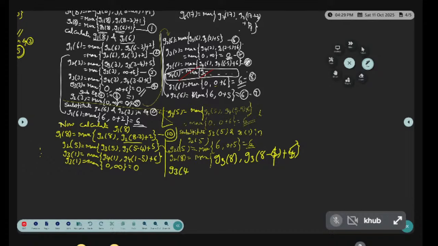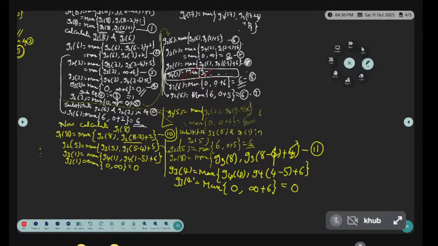G3 of 4 is equals to maximum of, this is equation 11, G4 of 4 comma G4 of 4 minus W4 5 plus P4. This is equals to maximum of G4 of 4 is 0. There is no fifth item. G4 of 4 minus 1 infinite plus 6 is 0. This is G3 of 4.